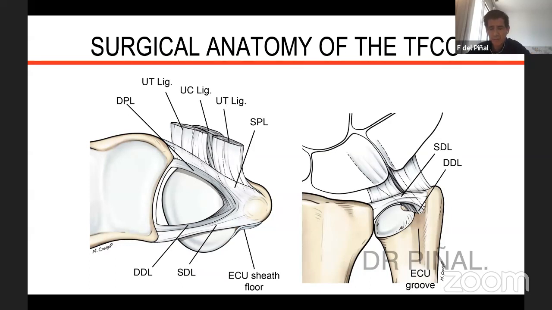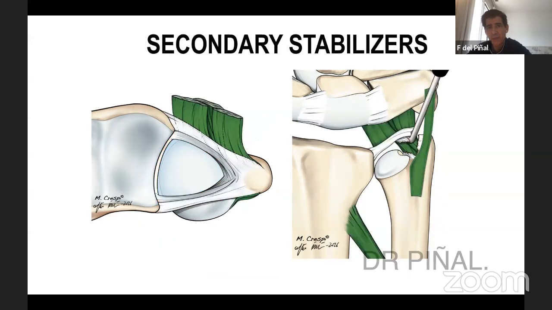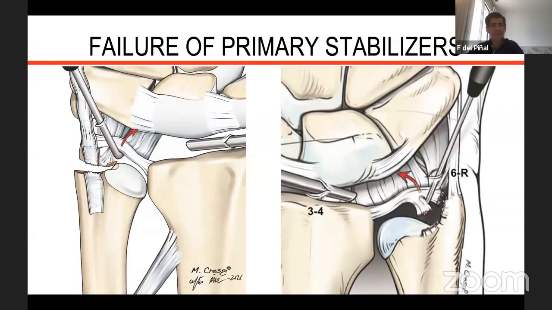Now, as Steve Moran has presented before me, we have stabilizers. We know the primary stabilizer is the distal radioulnar joint ligament that has a primary insertion into the fovea and also into the ulnar styloid. But we also have secondary stabilizers: the ulnocarpal ligaments, the ECU sheath, and the distal oblique bundle, and they work in different ways. In most fractures, the primary stabilizers are gone, but the secondary stabilizers are the ones that hold the stability of the distal radioulnar joint.